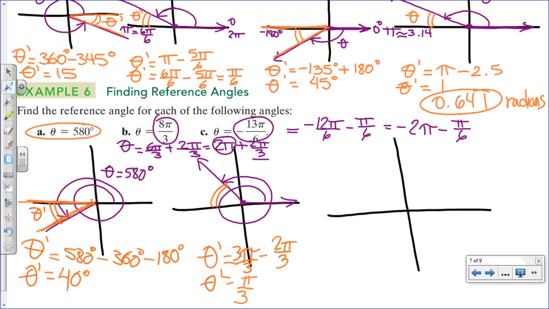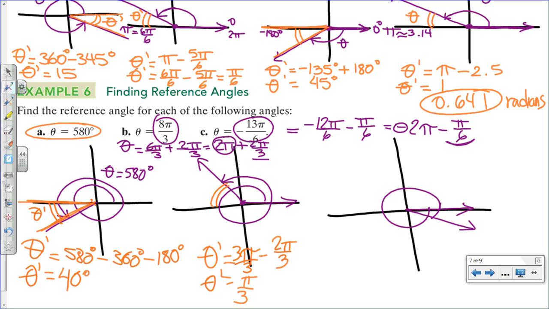So this angle is negative. That means I need to go in the clockwise direction. So it will be a complete turn. Now when we do negative angles, remember you go this way. So that's one turn. And then how much do I need? Another pi over 6 is just negative.